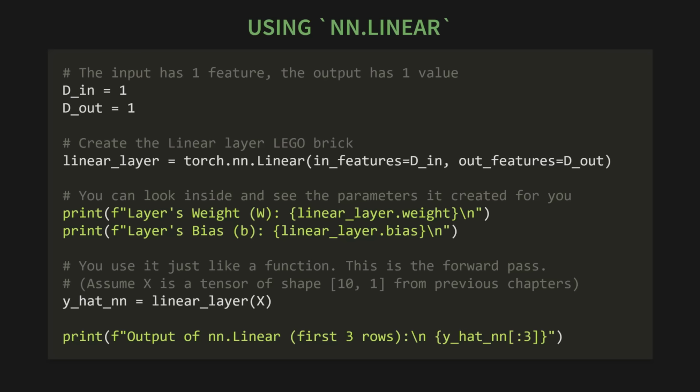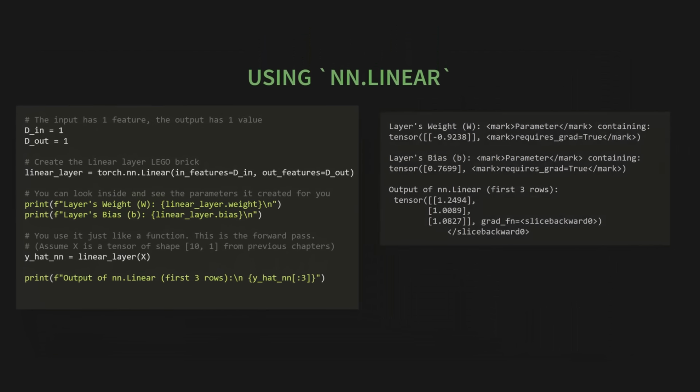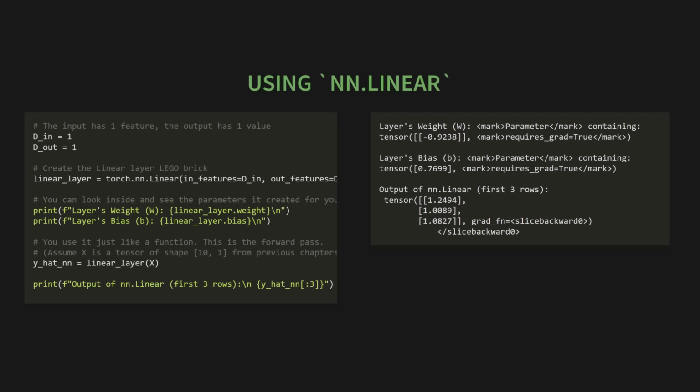Now, here's the cool part. You can look inside and see the parameters it created for you. If we print linear_layer.weight and linear_layer.bias, check this out. Look at this output on the slide. The layer's weight, W, is a parameter containing a tensor. And notice it says requires_grad equals True. It did that for us. Same for the layer's bias, B.